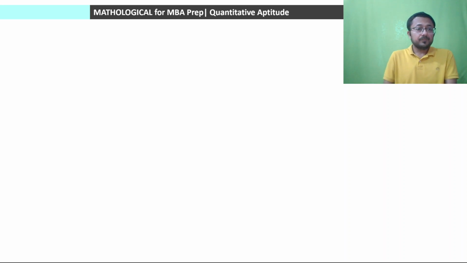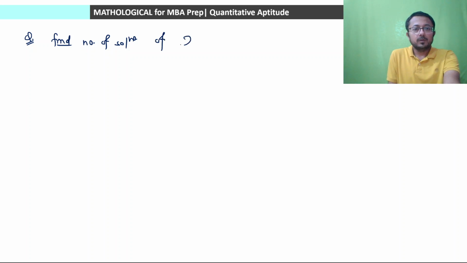एक क्वेश्चन लेते हैं. The question is, find the number of solutions of 2 to the power x is equal to x to the power 6. Number of solutions of 2 to the power x is equal to x to the power 6.